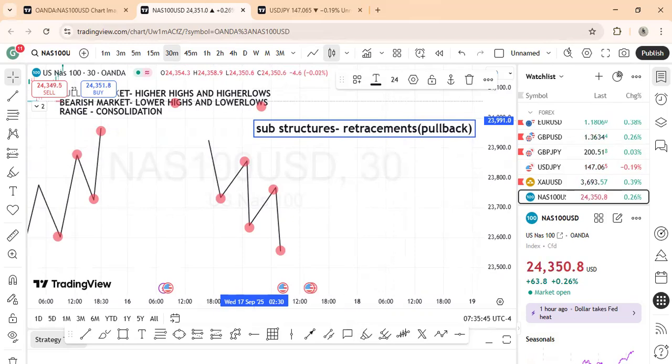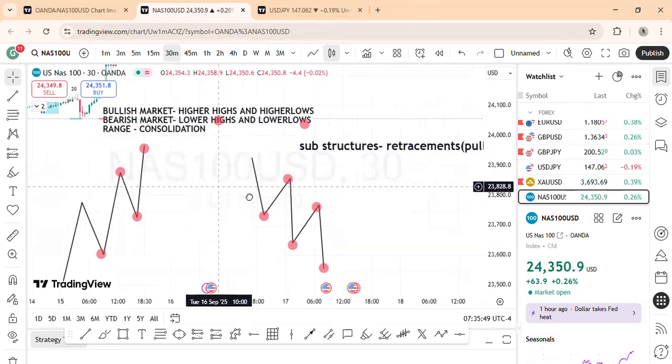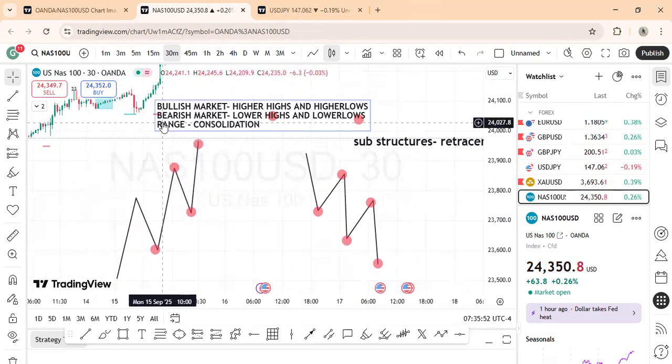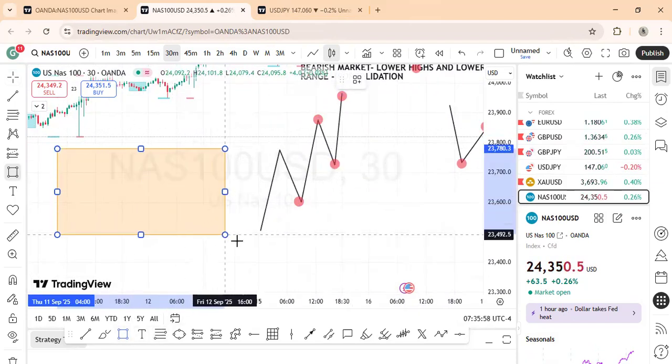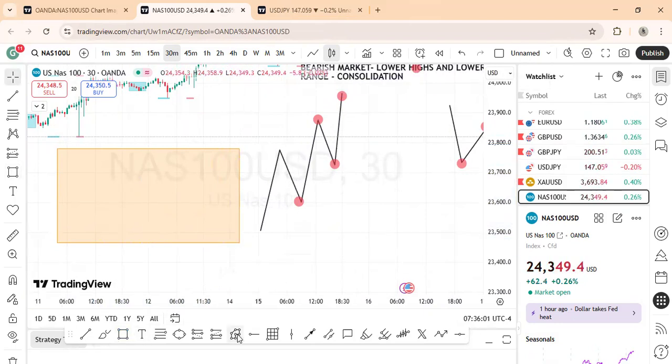Now, what do we have next? We have the third kind of market, which we refer to as the consolidation. Now, what's a consolidation? It's simply a market that is in a range. It's not typically going up or down. It's going in a sideways movement.